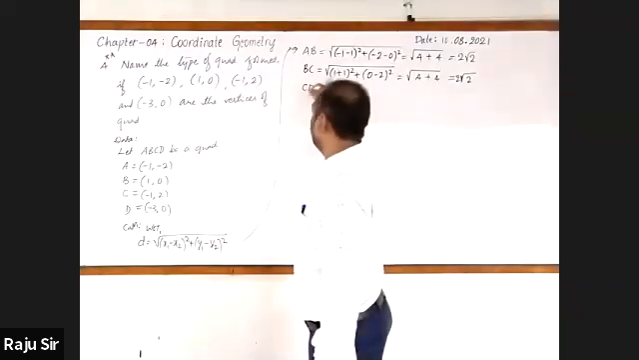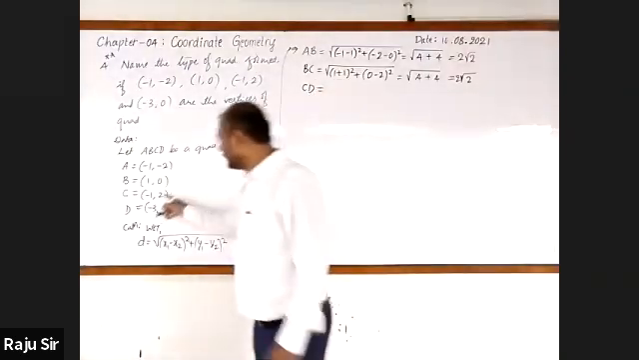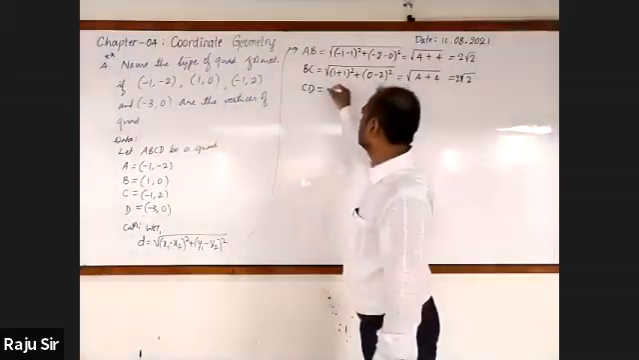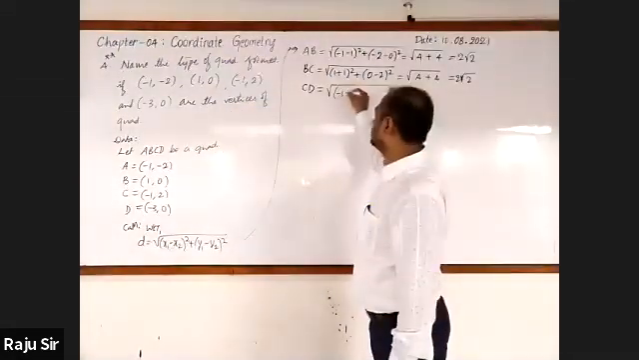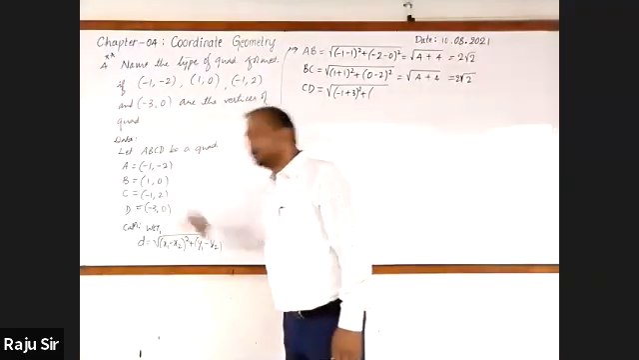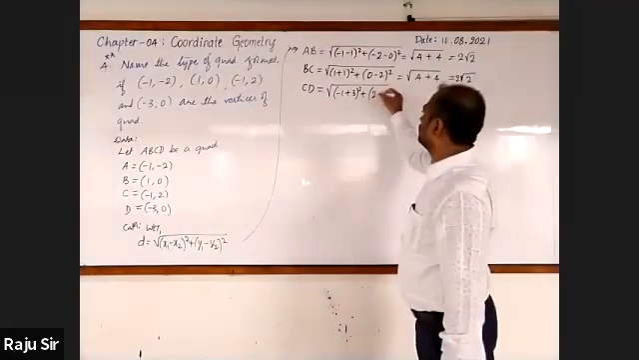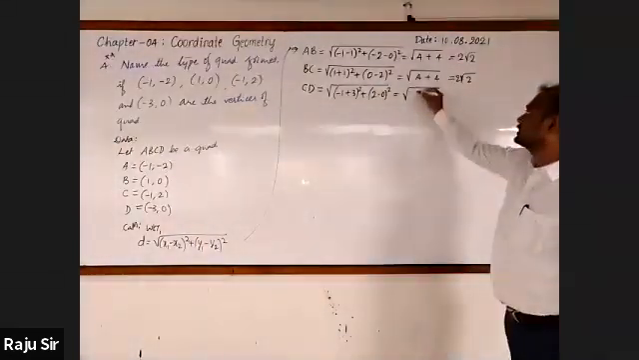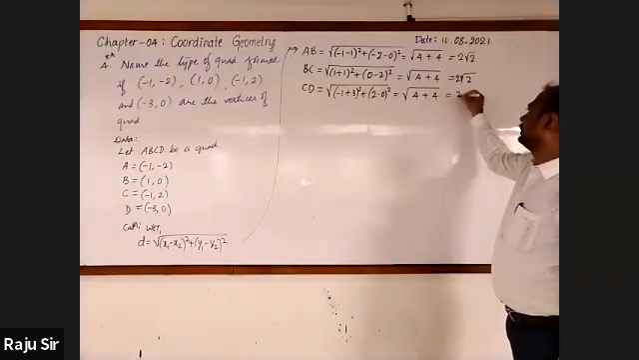Then CD. Let's move on to CD. It is minus 1 minus of minus 3, so minus 1 plus 3 whole square, plus 2 minus 0 whole square. The square root of the same 4 plus 4 is 2 root 2.